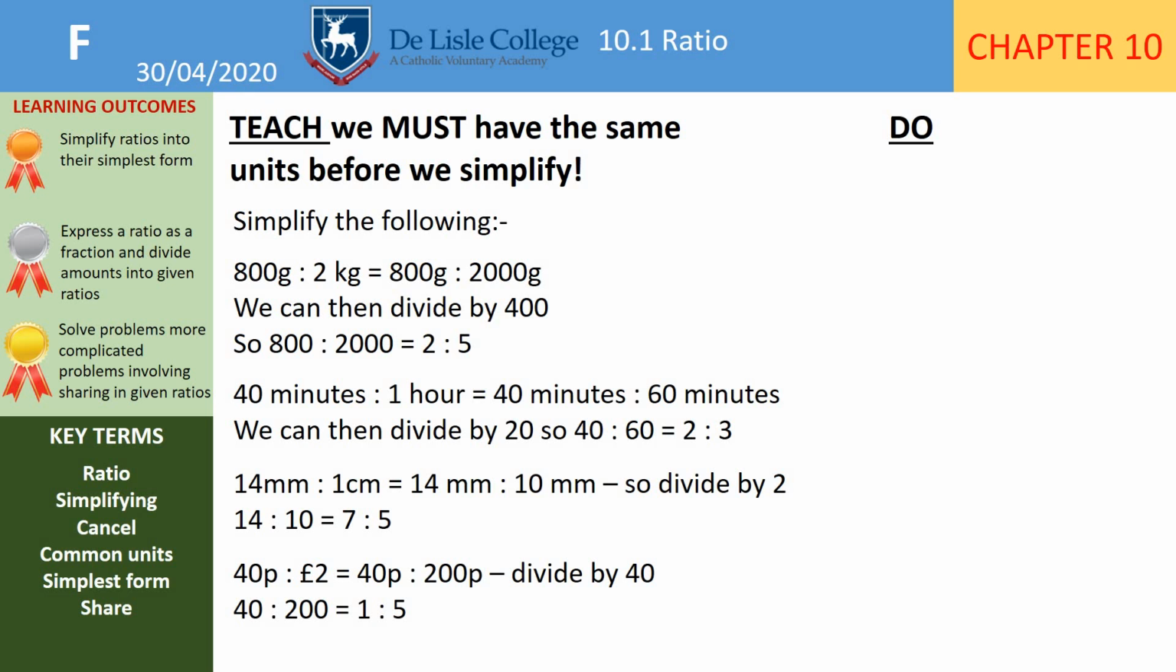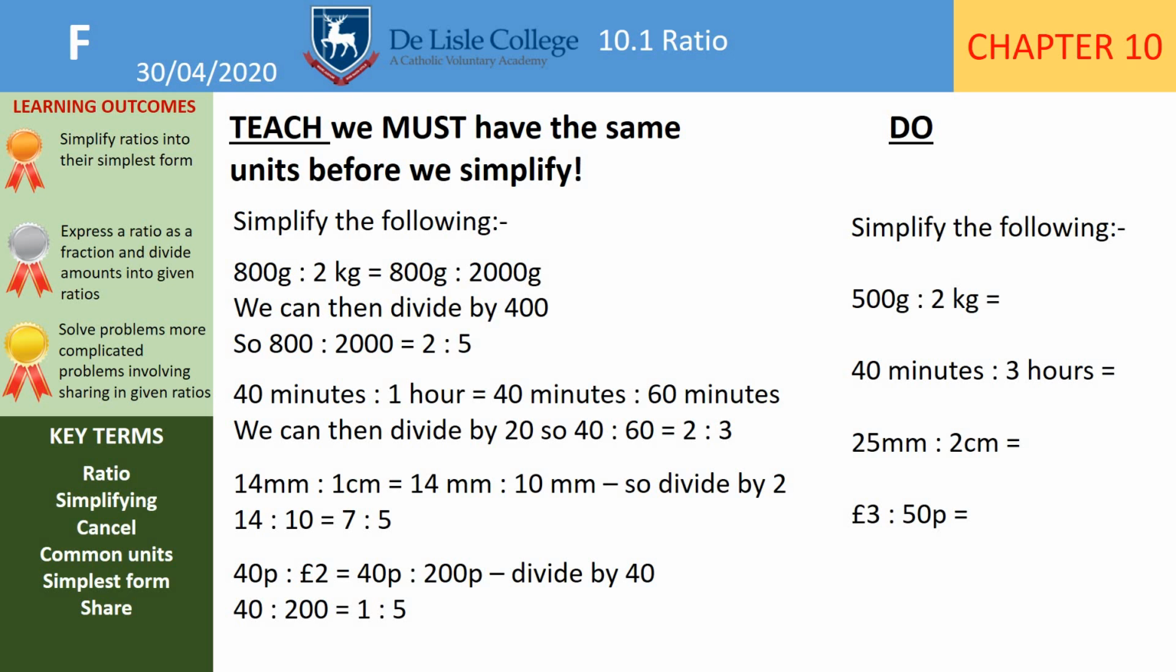40p to £2 is 40p to 200p. We divide by 40 and get 1 to 5. Here are 4 for you to do. Pause the video and then mark them on the next slide.